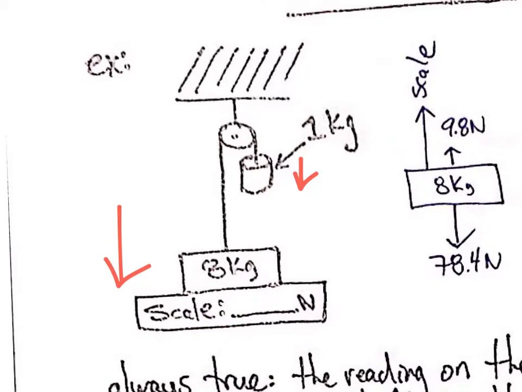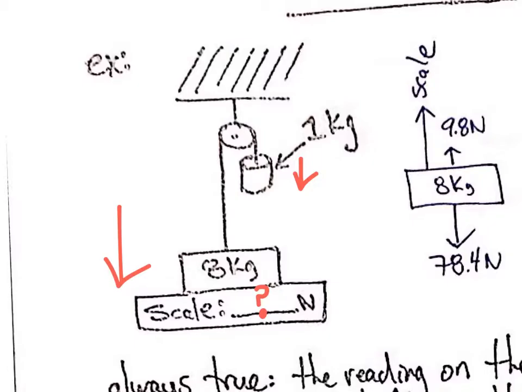So we have this situation, and in essence what we're trying to do is figure out what the reading on the scale would be. You can imagine yourself standing on a scale and holding onto a pull-up bar, and as you pull up more, it's going to reduce the reading on the scale until eventually you're actually doing a pull-up, you're off the ground, and the reading on the scale would be 0.